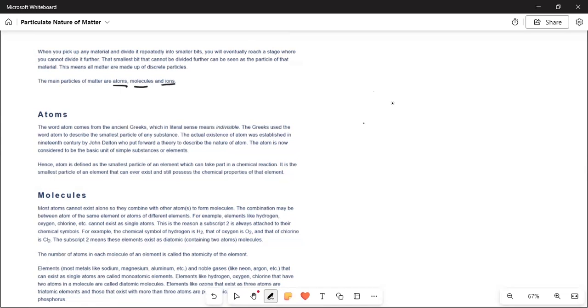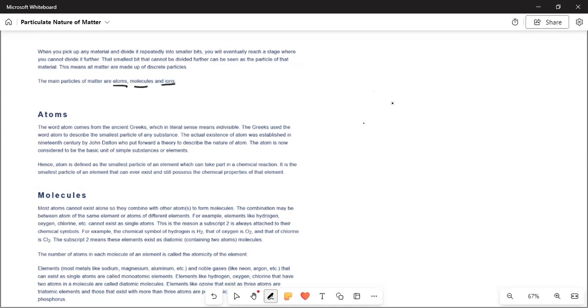So when two atoms combine, what you have is a molecule. When two or more atoms combine, it forms a molecule of that element. So most atoms cannot exist alone, so they combine with other atoms to form molecules.